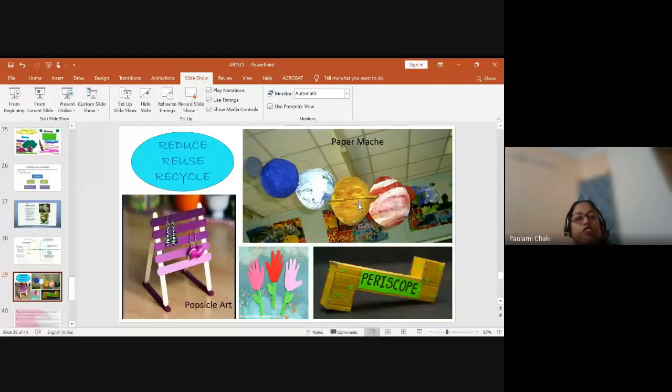Then in reduce, reuse, recycle, we can inculcate papier-mâché. Then we have popsicle art. You can see all these different forms which we can use very nicely. This is a solar system in our school, and these are popsicle activities. Many different types of popsicle activities can be done. Those ice cream sticks can be used, right? So reuse can be done. Children have made a periscope. They have also made a kaleidoscope using waste cartons. So these activities we can do.